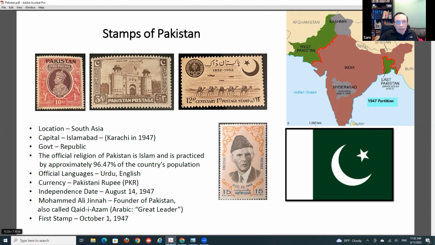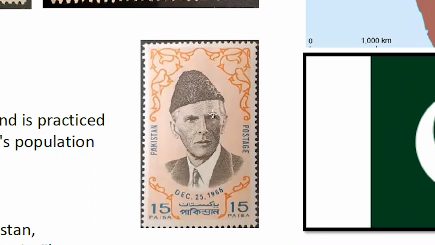And the independence date is August 14, 1947. Remember this date. It's going to come up in a few minutes, with some explanation on this date, right? And the main person who was an important figure during the independence of Pakistan was Mohammed Ali Jinnah. He's here in this stamp.